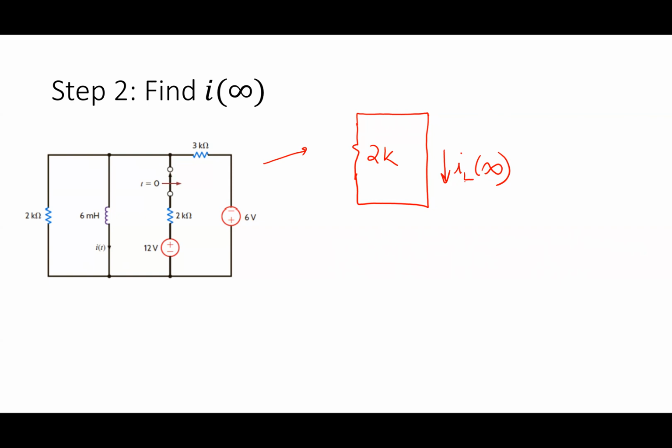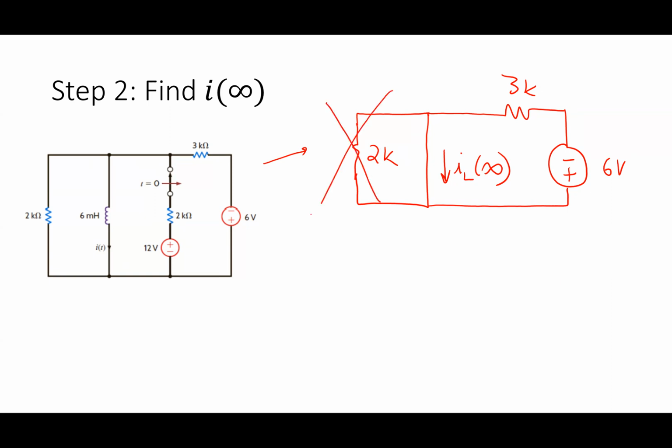It's gone, right? Totally gone, because the switch basically has been opened. The only thing left is the 3K and this 6 volts. Now, does the 2K matter? No, for the same reasons that we had before, the 2K doesn't matter to me. There's no current going down that branch.